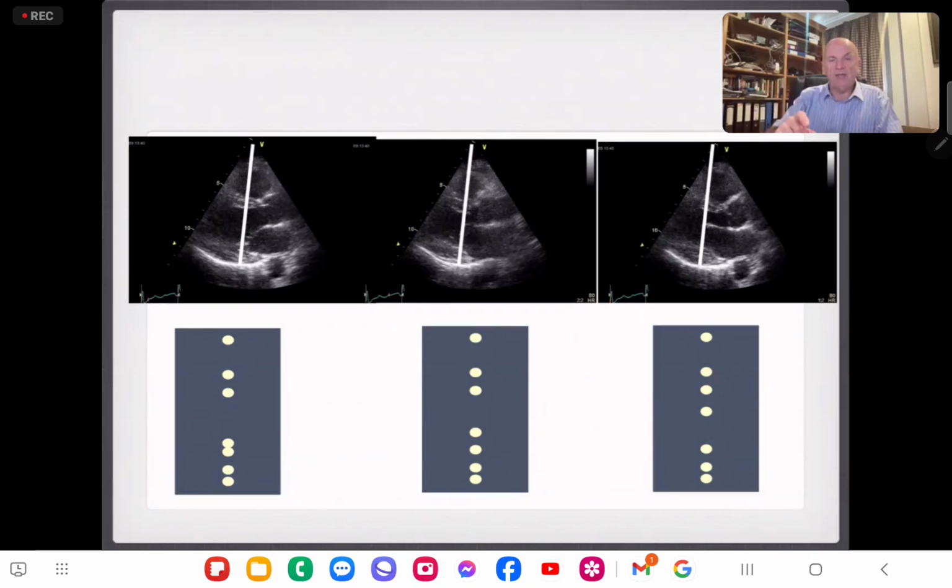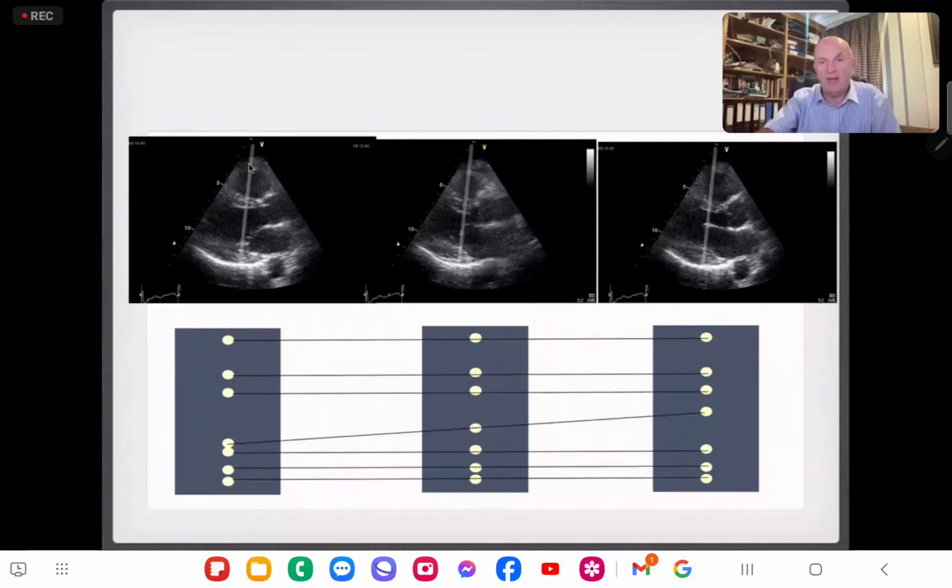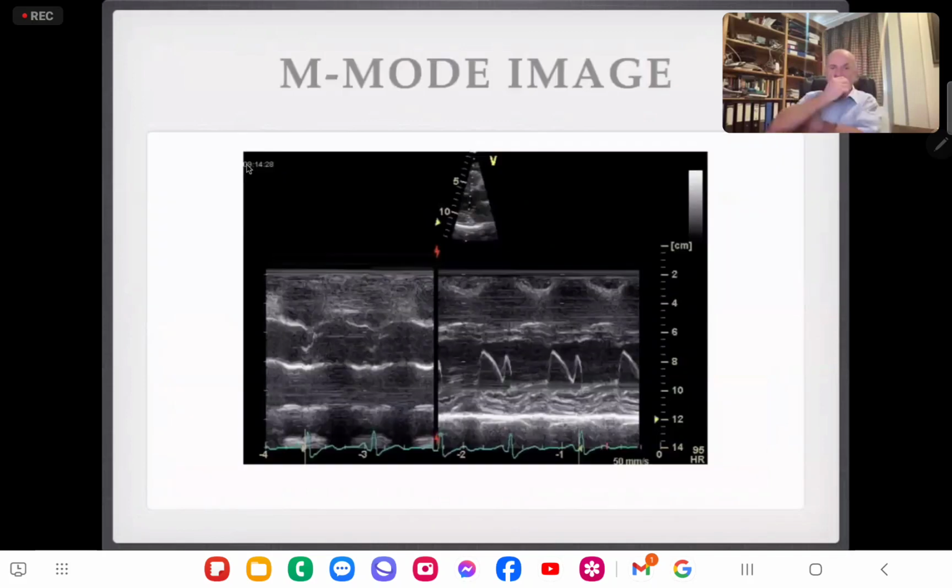If you repeat that a moment later, then the only thing that's happened is the mitral valve leaflets have started to move apart. Repeat again a moment later, the mitral valve leaflets have moved further apart. What the machine does is it then joins them, interpolates them, it's called, joins them together side to side to make straight lines, and you get M mode. M mode on the left-hand side of the screen of the aortic valve, and on the right-hand side of the screen of the mitral valve.